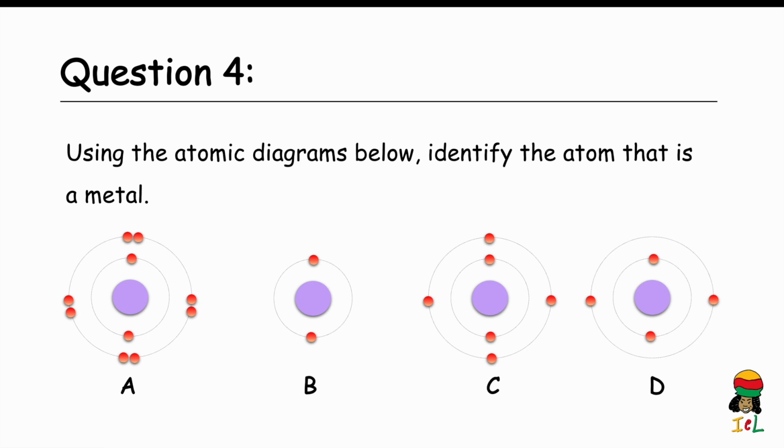The answer is D. Note that D is the only atom that has more than one electron shell, and on its last shell, there are 2 electrons, that is, less than 4 electrons on the last shell, hence it is metal. B is not metal because it has only one shell.